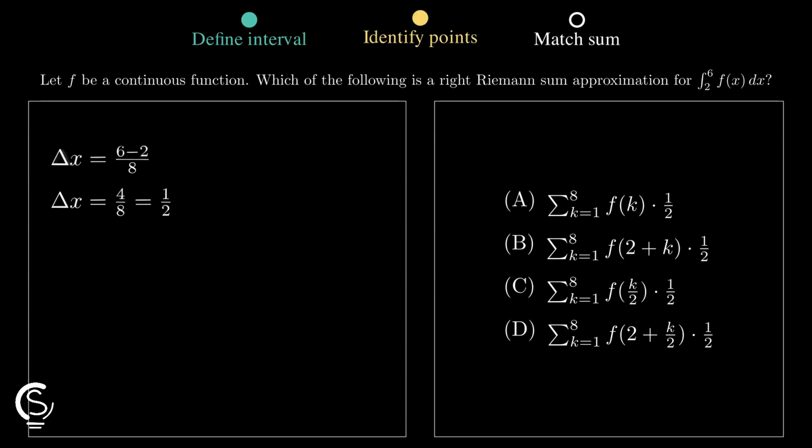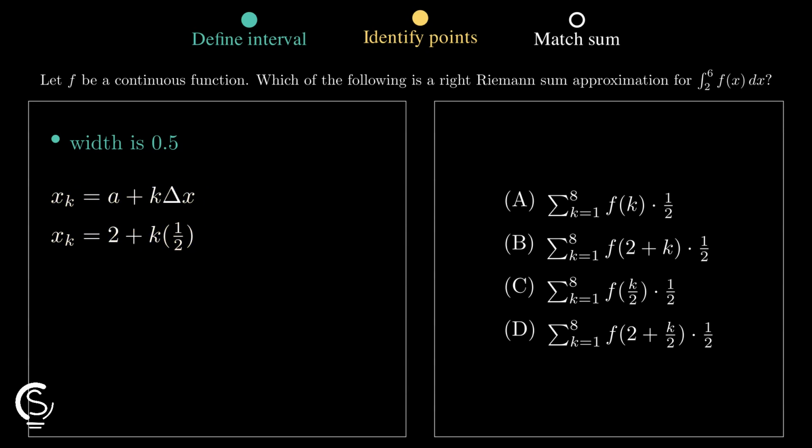For a right Riemann sum, the kth endpoint is the start value 2 plus k times the width. This gives us the expression 2 plus k over 2. You got this.